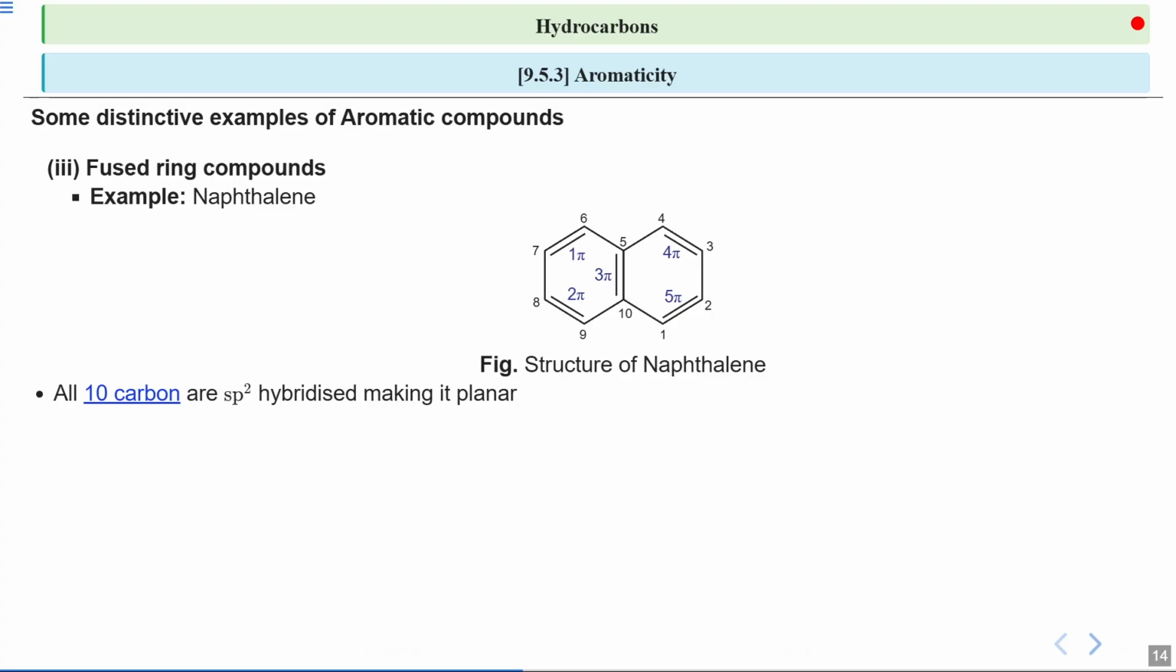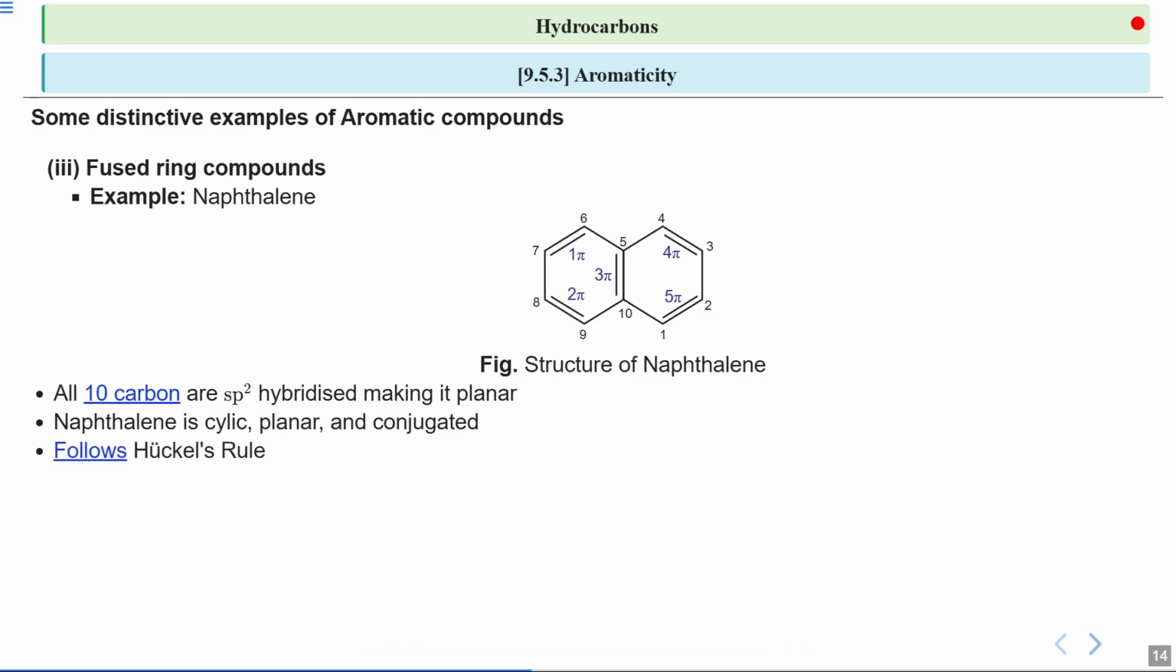Now, all 10 carbon atoms in naphthalene are sp2 hybridized, which means each carbon atom forms 3 sigma bonds and 1 unhybridized p orbital remains on the carbon. This hybridization makes the molecule flat or planar, allowing for maximum overlap of p orbitals and strong delocalization of electrons. Planarity is essential for aromatic stability. So what we can say about naphthalene is that it is not only cyclic but also planar and hence conjugated at the same time. Conjugation means that there is a continuous overlap of p orbitals around the ring, allowing the electrons to move freely. This delocalization of electrons is what an aromatic compound needs.